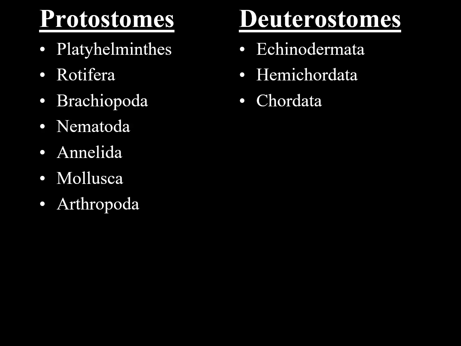All right, and here are just some of the groups. You've already talked a lot about protostomes with Dr. Baker. We're really going to be looking at the 2 major groups of deuterostomes, the echinoderms and the chordates.